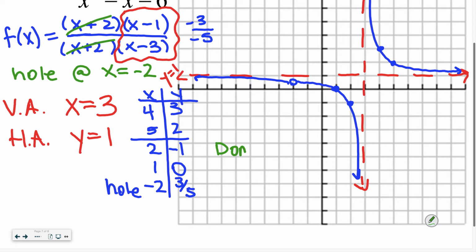Our domain. We have 2 places that made our original denominator 0. We have to exclude both of them. We do not have anything at the hole, and we do not have anything at our asymptote. So both of those need to be excluded. The hole is empty, and then at 3 we have a vertical asymptote. Both are out of there for the domain.